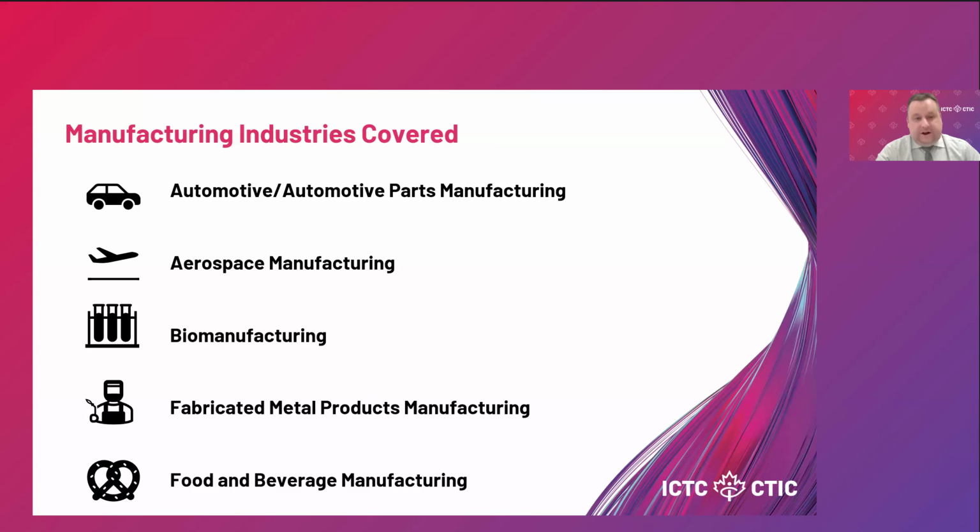So for things like automotive and aerospace manufacturing, we found them to be in quite advanced states in some cases in their digital transformation journeys. Others, like food and beverage and metal products, have a lot of potential ahead of them.